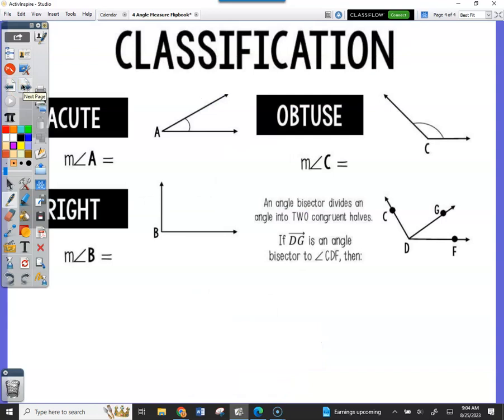This page is the most important, right here. The three vocab words are in bold, in the black box. You have acute angle, right angle, obtuse angle. Okay?